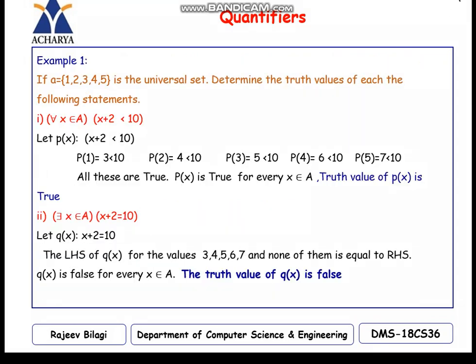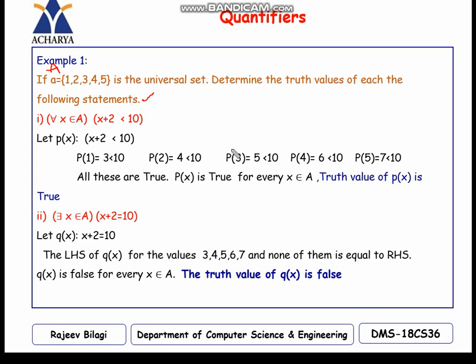Now this is a very simple problem. If A is equal to 1, 2, 3, 4, 5, it is capital E equal to 1, 2, 3, 4, 5, a universal set, determine the truth values of each of the following statements.